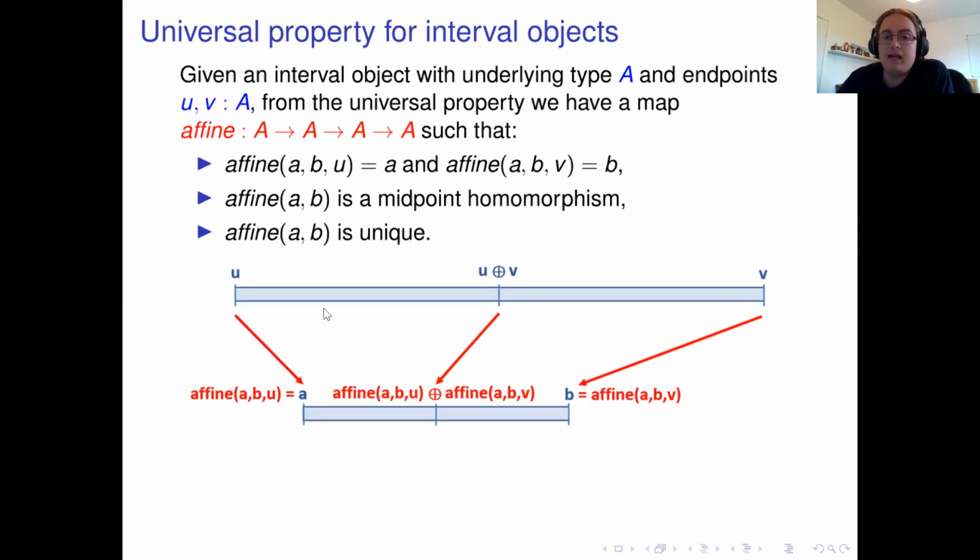What we now have for any interval object with endpoints U, V is a function aptly named affine, which takes two endpoints A, B, and then a third point that it maps to the relative point in the subinterval with these endpoints. And this has four properties. On the left, it has affine A B U equals A. On the right, it has affine A B V equals B. And then for any A B, it's a midpoint homomorphism and it's unique. So I'm just going to take us over to the editor now.